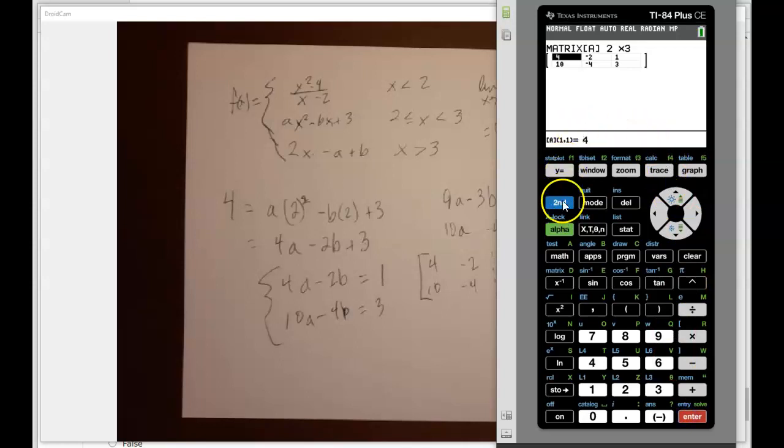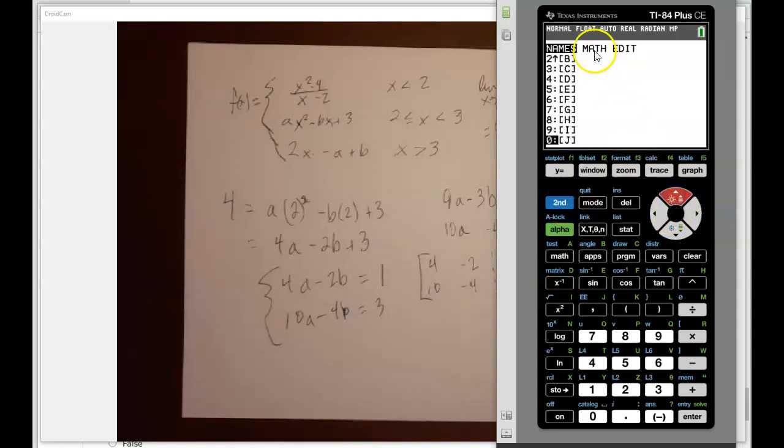Now once I'm done with this, I can quit out of here, and I want to go back and do what's called row reduced echelon form to solve this. So it's just keystrokes. I'm doing second matrix, scroll over to math, scroll up to row reduced echelon form, which is number 4, for the B. And then I have to put the matrix A in here. So second matrix, and see A is right there, just hit enter.